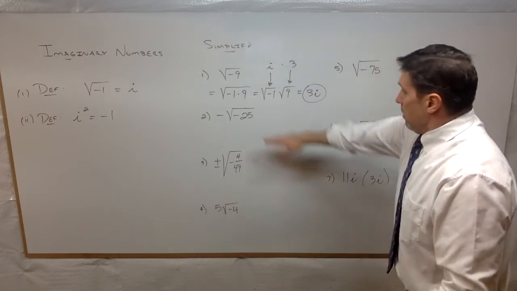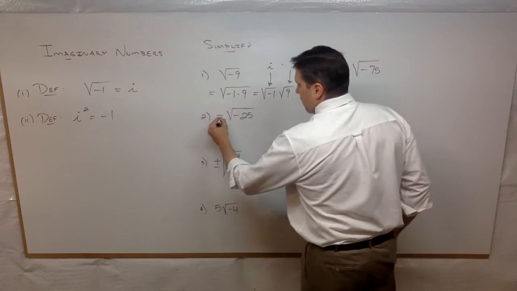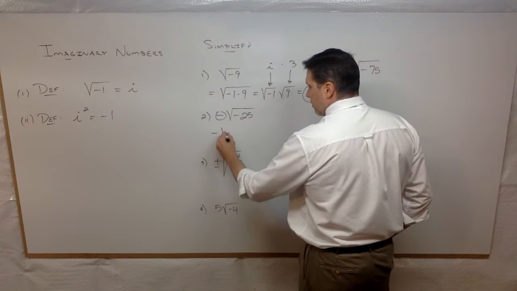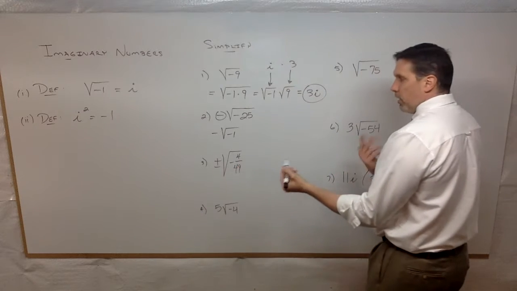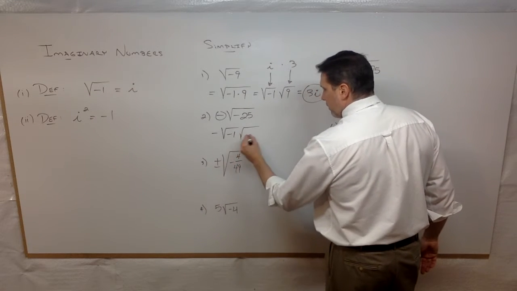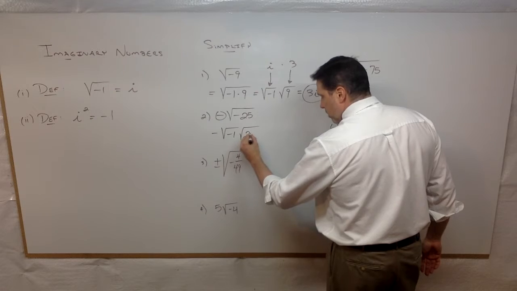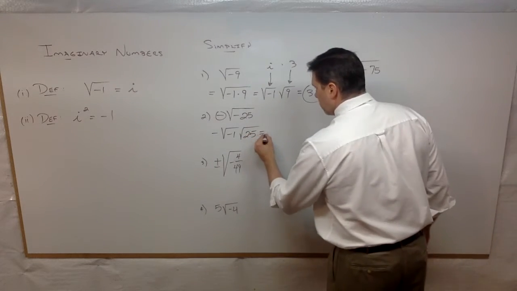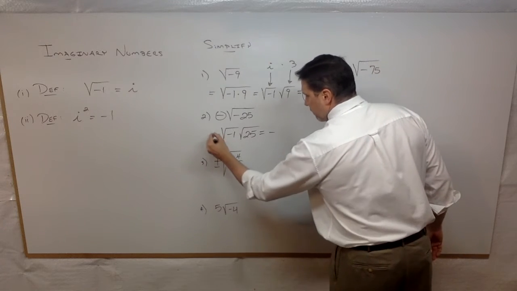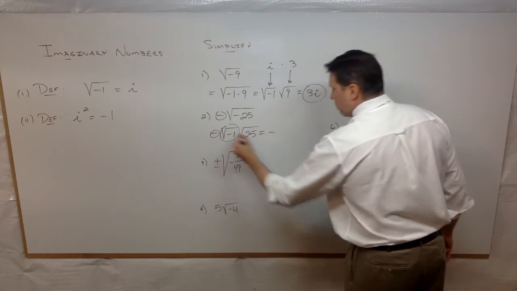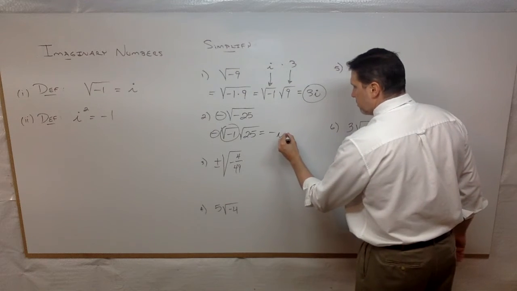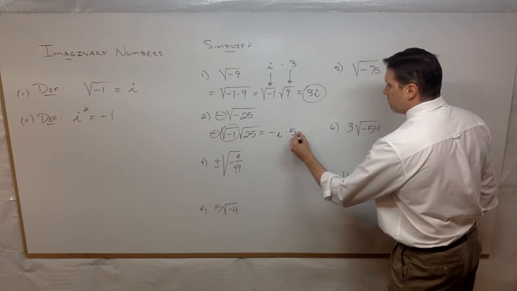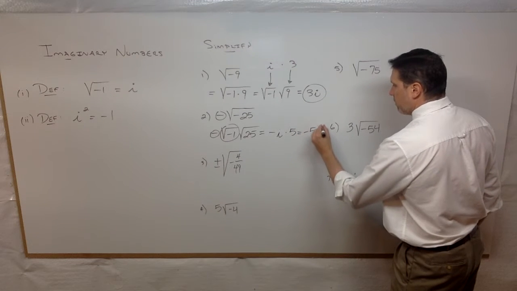And I do. Okay, for this one, let's not concern ourselves with the negative being multiplied out in front, but let's split this up: the square root of negative 1 times the square root of 25. Then take this apart. You are a negative, you are i, and you are 5. So it's negative i times 5, or simply negative 5i.